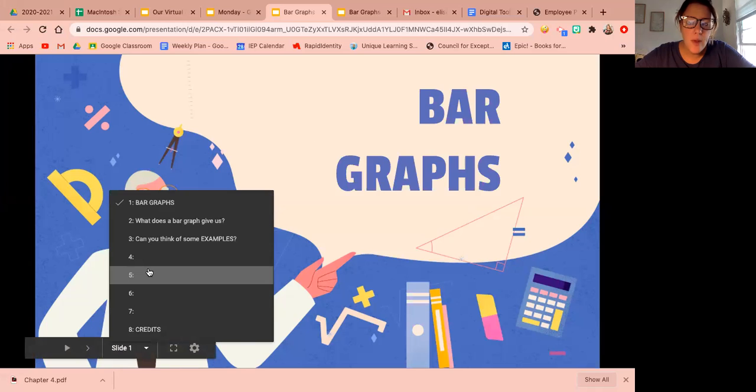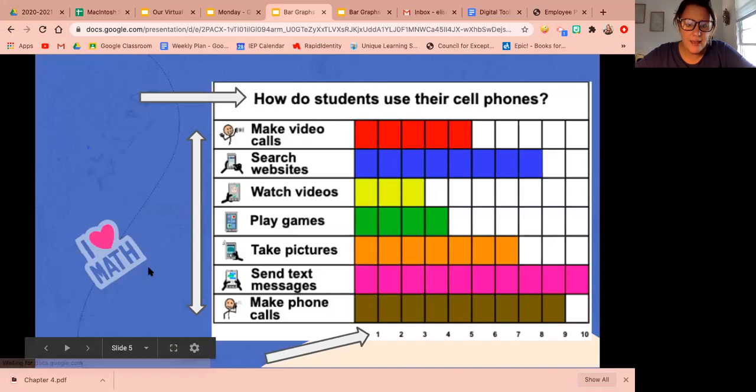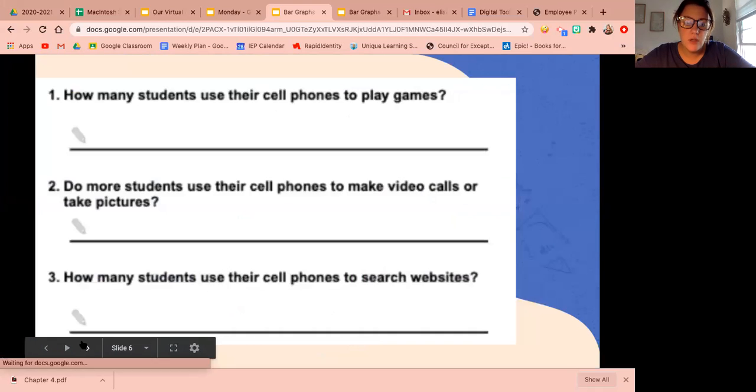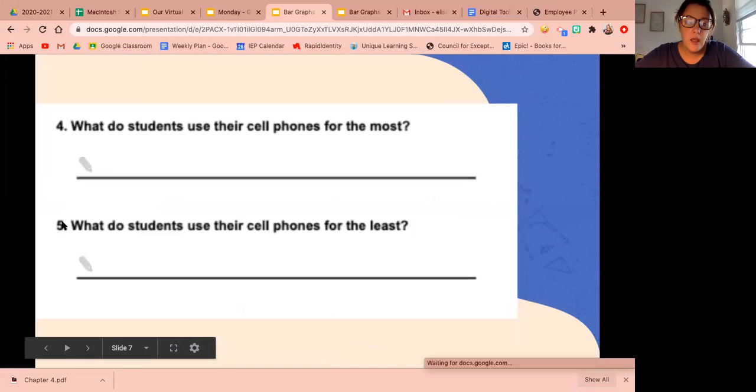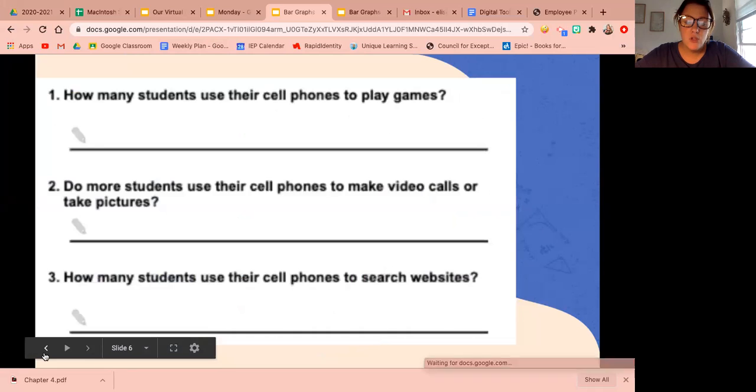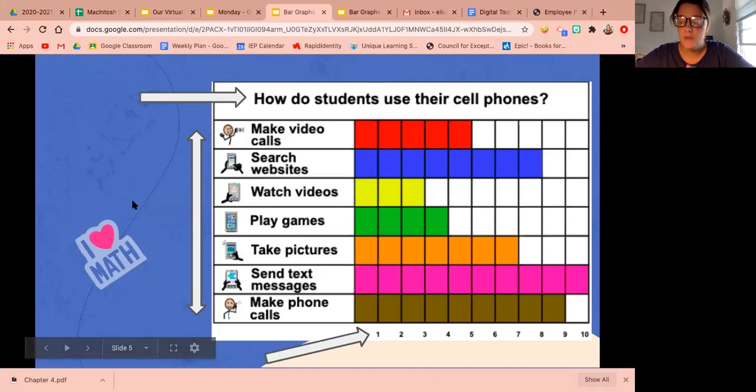So you're going to get out of your packet this graph, and then it has questions with it. So then there's a paper that has questions 1, 2, and 3, and questions 4 and 5. So pause this video and get out of your packet that you, I don't know, got about 2 weeks ago, and get out this graphing worksheet, okay? And then come on back.